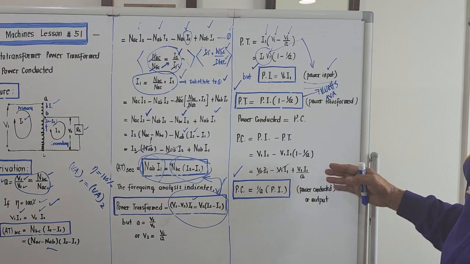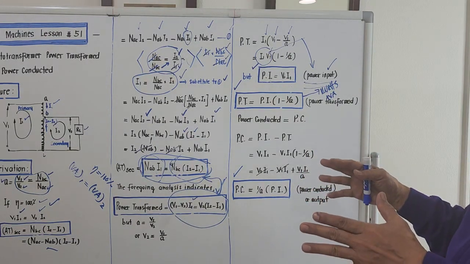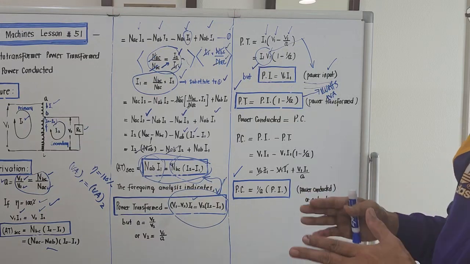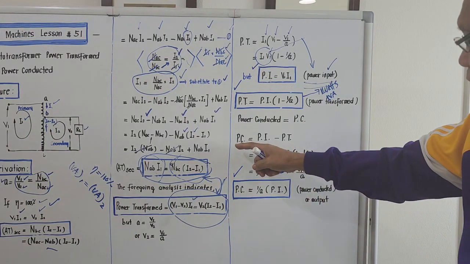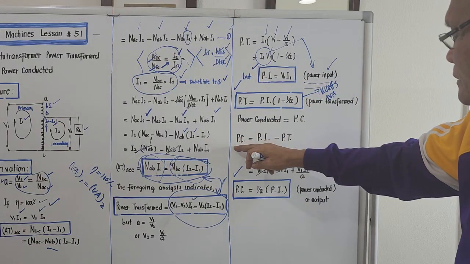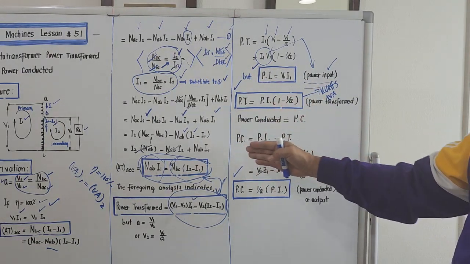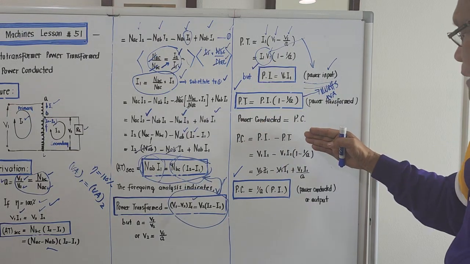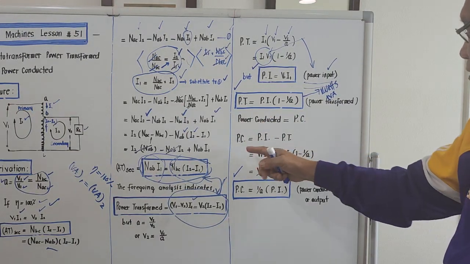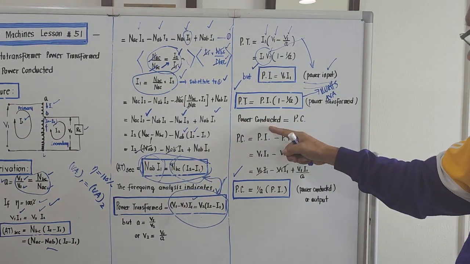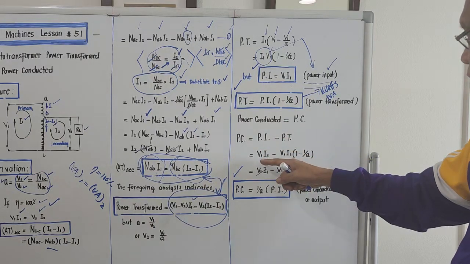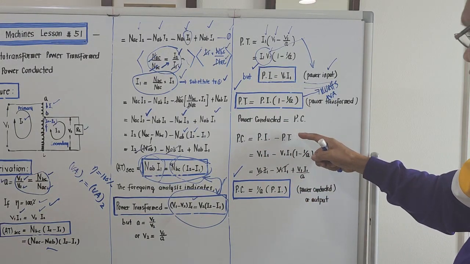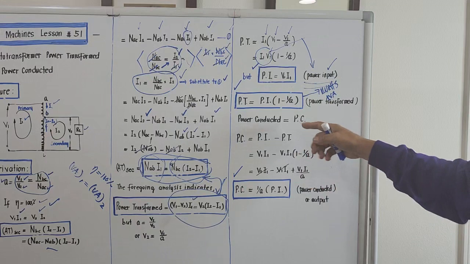It is not brought out through induction, it's just conduction, right? So power conducted is just like a power output: power input minus, it's not losses, right, power conducted will be power input minus power transform. So power input is B1 I1. Power transform is actually, what is power transform? It is this one.